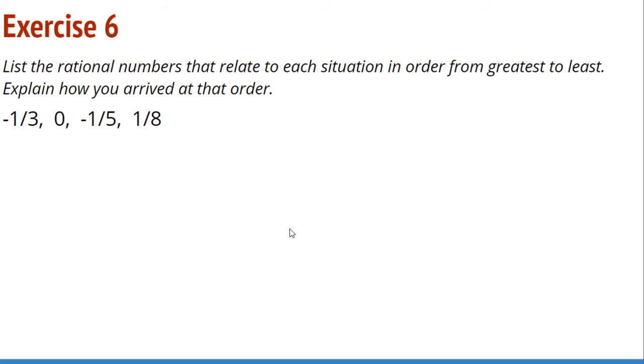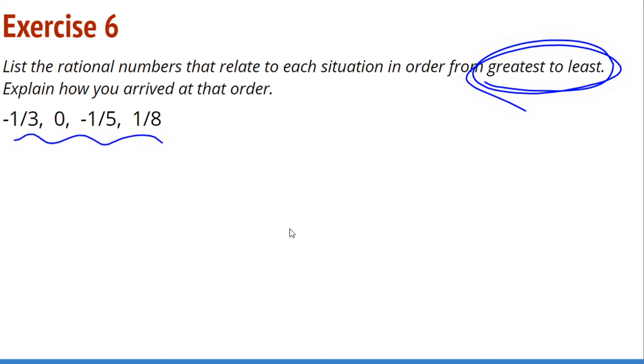All right, looking at exercise 6, we are going to list the rational numbers that relate to each situation from greatest to least. So we need to go greatest to least again, and this has no story with it. We just have rational numbers that are positive and negative. And I love this one. I've got a 0 there, so I'm just going to put a 0 on the number line because everything on the number line can be measured from 0.